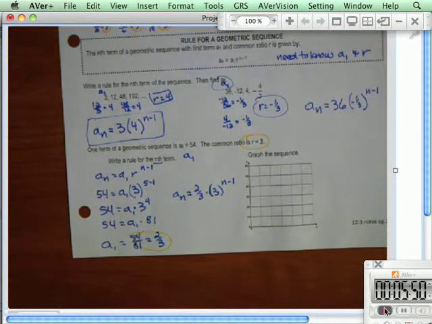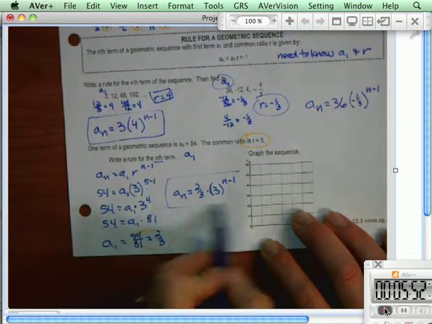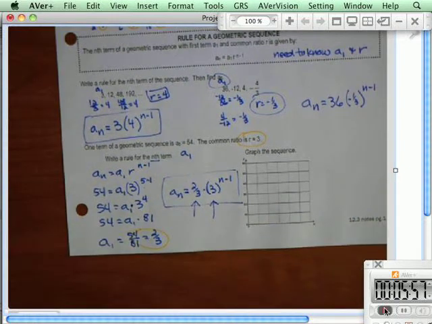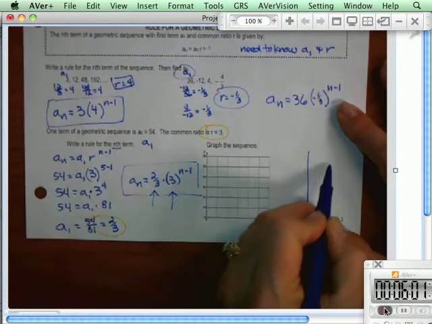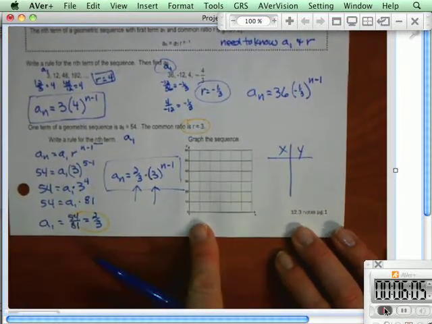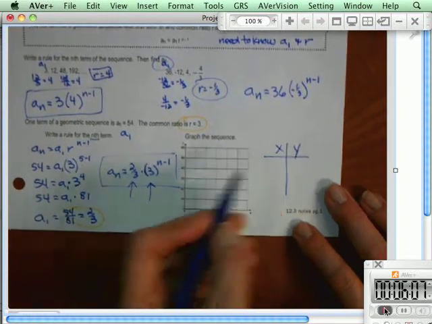See where I got that from? There's my rule. I found out what A1 is. I was given R, so I could write the rule. Okay, now, if you go to the calculator and you pick some points, look, they're in the positive x values here. So I just went to my calculator.